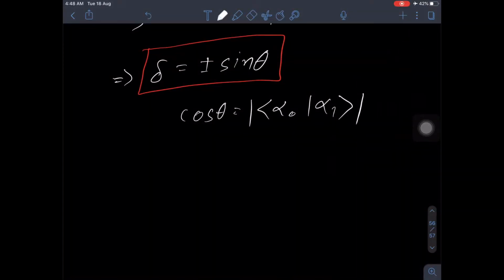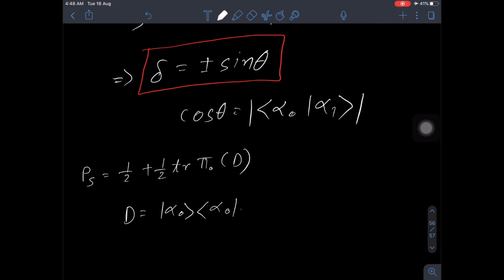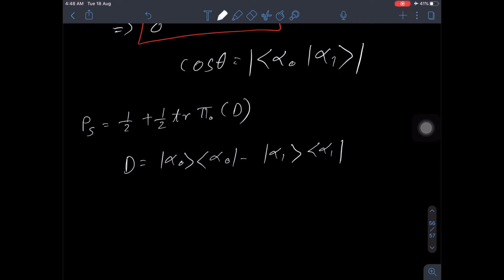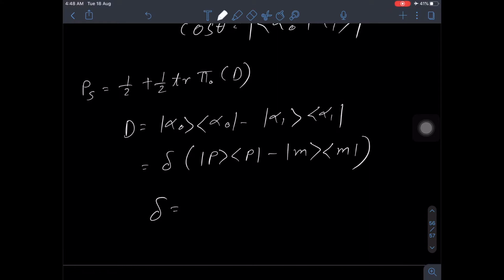Hello everyone, welcome back. In the first video we defined success probability as half plus half trace of pi 0 times the operator D, right? And there D was defined as alpha 0 minus alpha 1 alpha 1. All right, but analyzing the properties of D, we showed that D can also be written as delta pp minus mm, and delta is a real number, where delta is nothing but plus minus sine theta, where theta is the angle between alpha 0 and alpha 1.